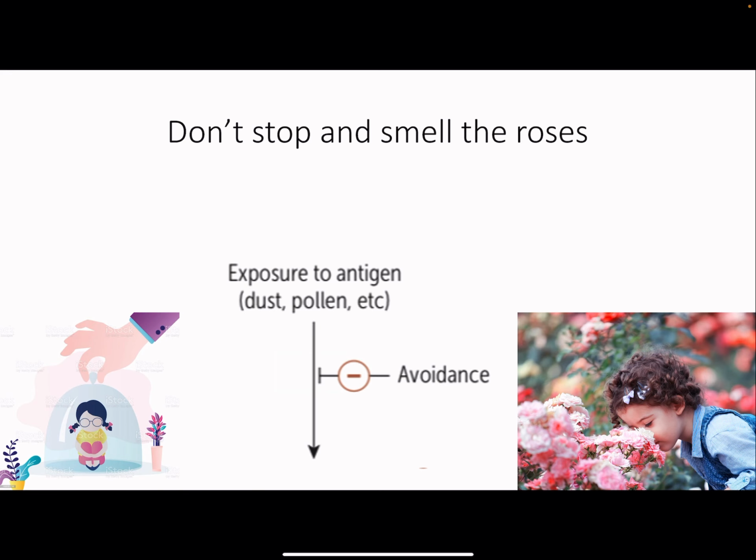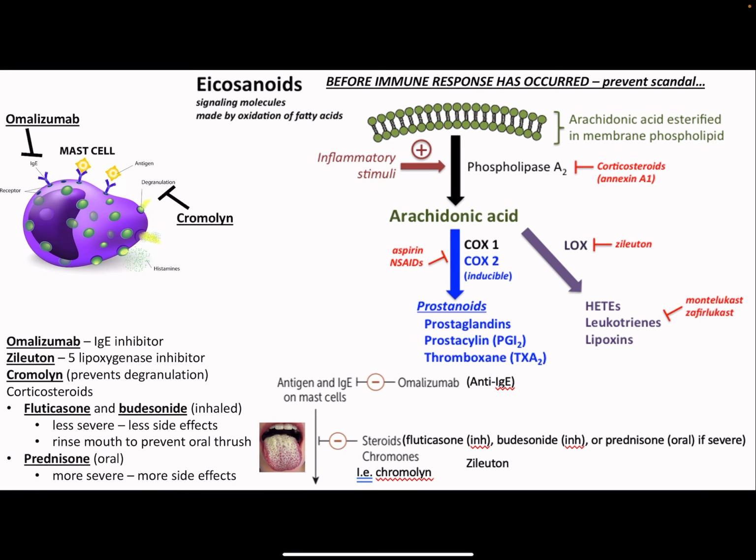So how do we stop this? One, just avoid exposure. If you're allergic to dust or pollen, flowers, then don't smell them. Try to avoid triggers. Another one is we can imagine preventing the scandal before it occurs. So before the immune response occurs, let's stop it from occurring. One way would just be to inhibit IgE. If you inhibit IgE, then it's difficult to have your mast cells armed and ready to interact with this antigen. So that is one way.